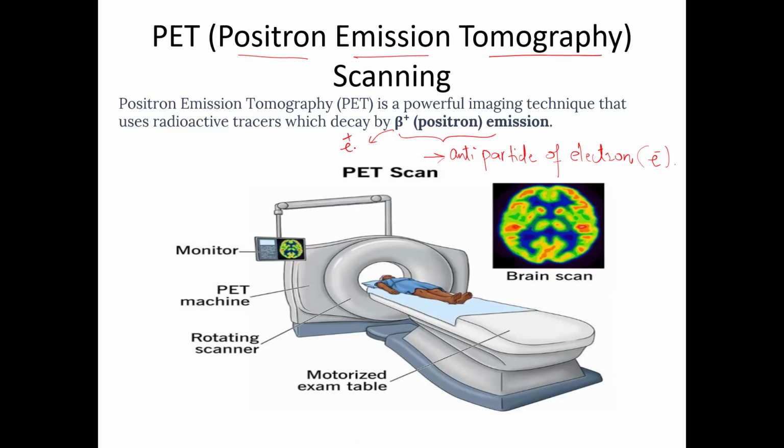So in the case of PET scanning, we are in search of a tracer that, when introduced inside the body, should be decaying. That radioactive tracer should be decaying and producing the positrons. It should be emitting positrons, right? So PET uses radioactive tracers which decay by positron emission. Are you understanding?